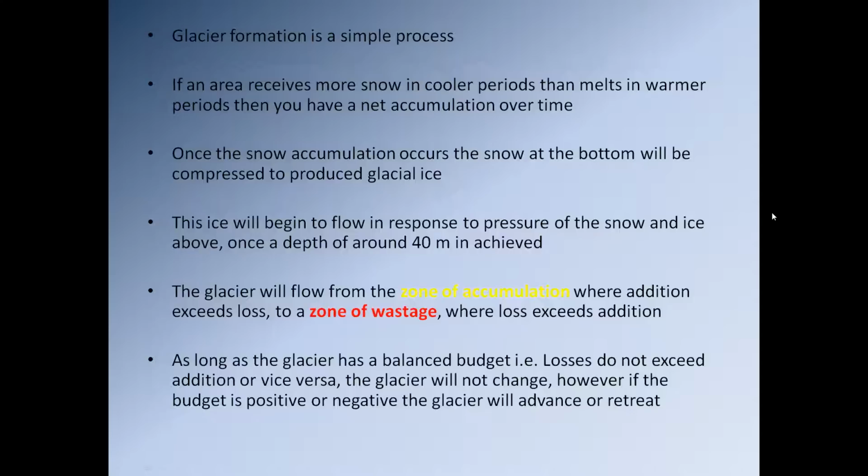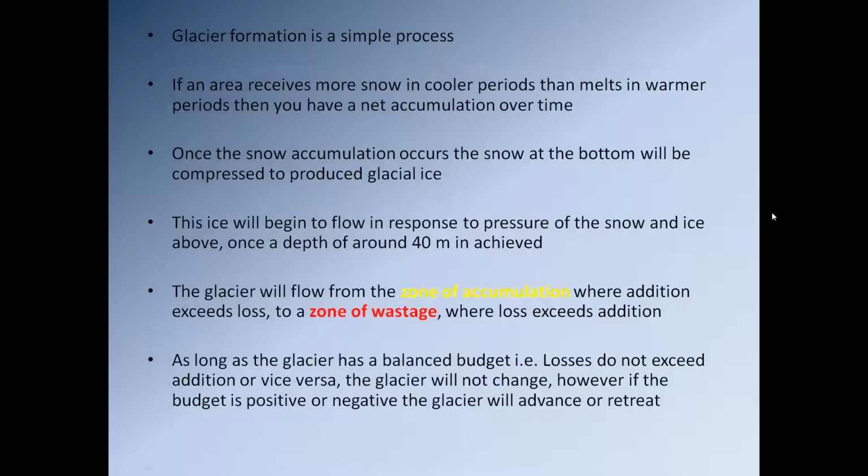So what happens then is the ice will naturally flow downhill under gravity, and it will flow from what's referred to as the zone of accumulation, and that's where the addition of snow exceeds the losses, to a region which is referred to as the zone of wastage, and that's where the losses of snow and ice exceed the amount added. So as long as a glacier has a balanced budget, so losses don't exceed addition or vice versa, the glacier will not change. It will stay exactly the same length.